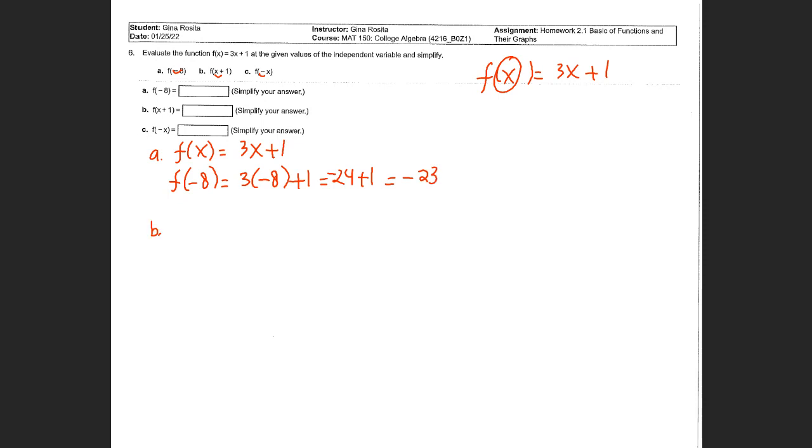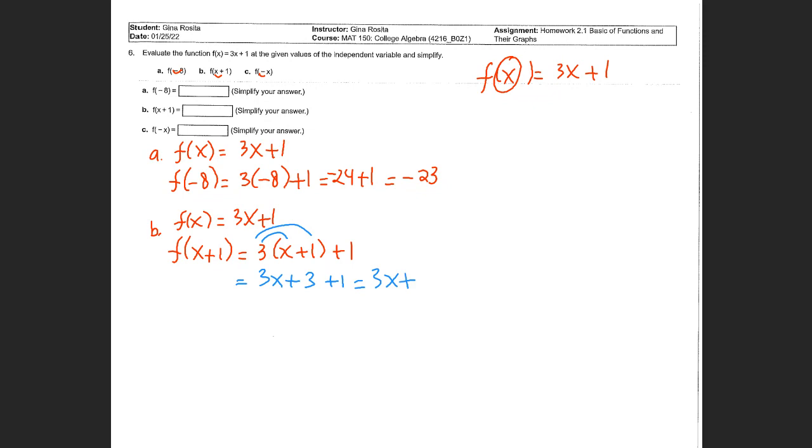B. Yeah, f of x equal 3x plus 1. They ask about f of quantity x plus 1, yeah? So now replace x with x plus 1, plus 1. So distributive property, yeah? 3 times x, the answer is 3x plus 3 times 1 is 3, plus 1. So the answer is 3x plus 4. Okay, now C.